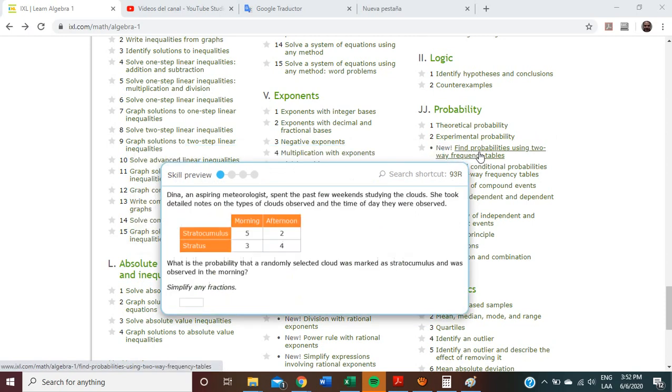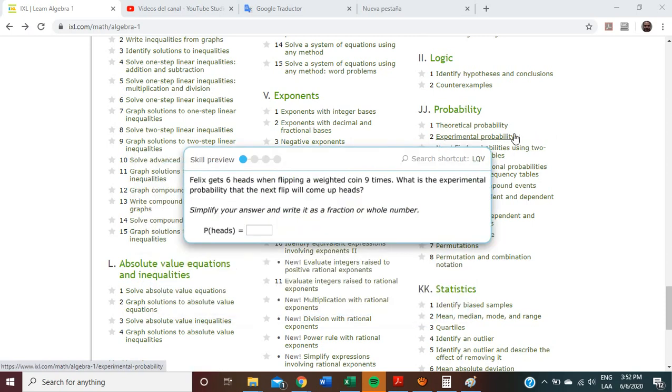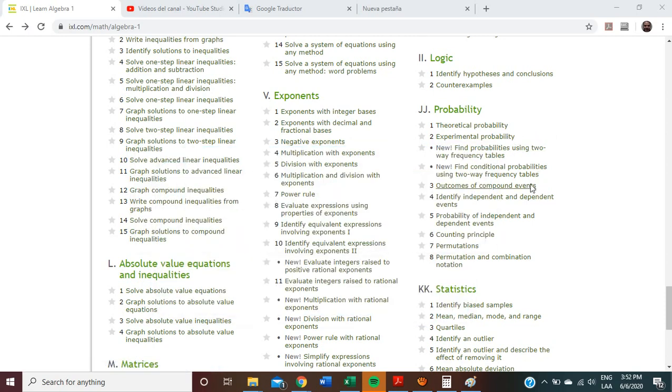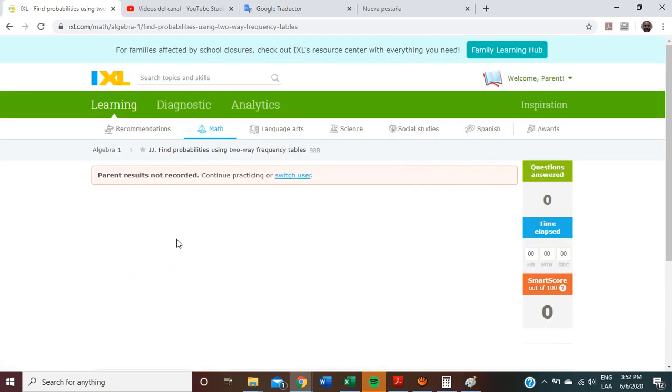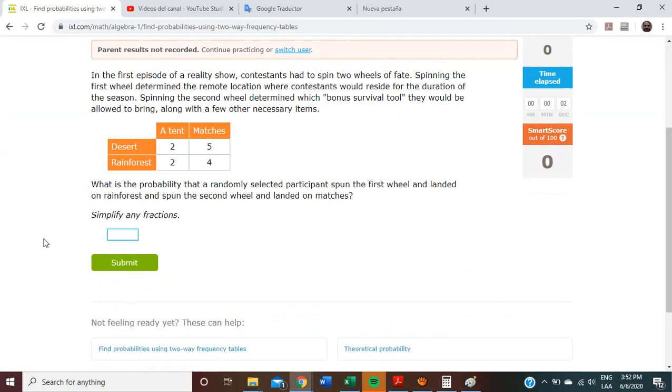Okay, it is this topic that is after the second one and before the third one. There are two new activities. We're going to choose the first new activity, okay? Find probabilities using two-way frequency tables. All right? So we click on it and we start just reading. They are kind of easy.